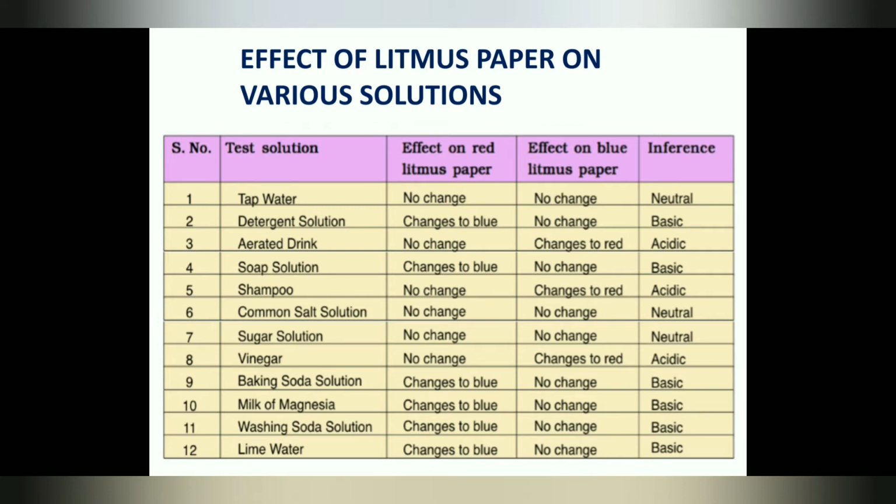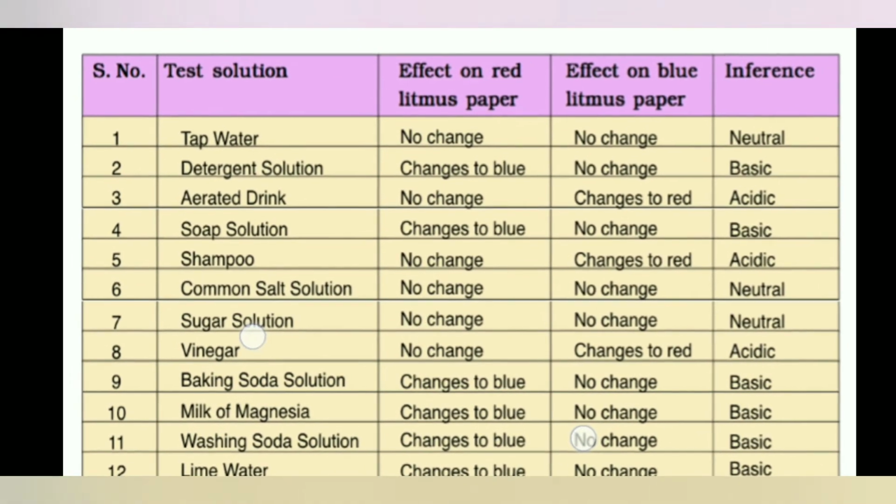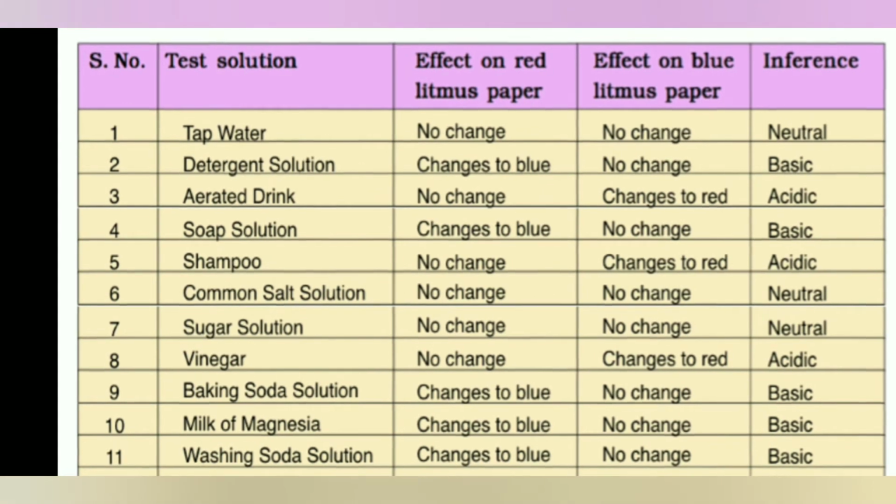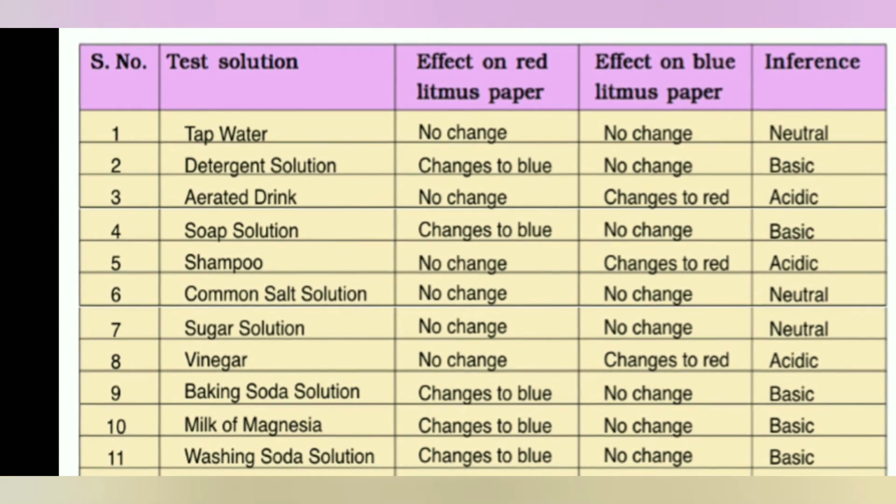Here you have the effect of litmus paper on various solutions. For example, tap water. Tap water does not change either red litmus paper or blue litmus paper, no change. So what is it then? It is a neutral solution. Then we have detergent solution. Detergent solution changes red litmus paper to blue, that means it is basic.